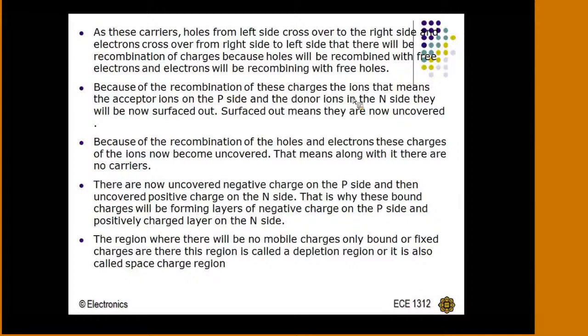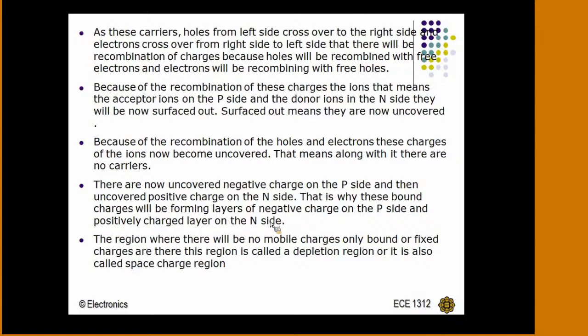Because of the recombination of these charges, the acceptor ions on the P side and the donor ions on the N side will now be uncovered. Uncovered in the sense they are not covered by any electrons. Because of the recombination of holes and electrons, the charges of these ions now become uncovered. That means in the depletion region there are no charge carriers.